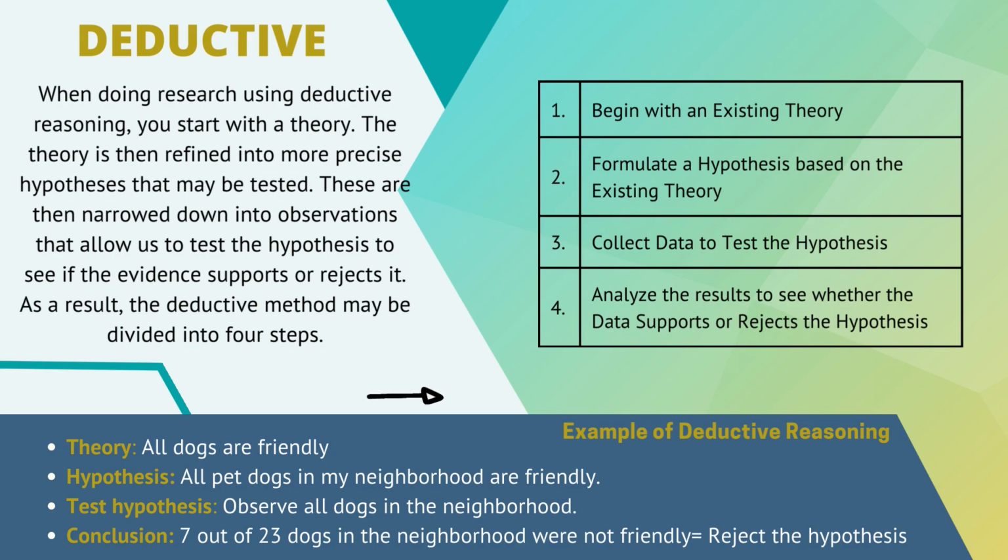Step 1. Begin with an existing theory. Step 2. Formulate a hypothesis based on the existing theory. Step 3. Collect data to test the hypothesis. Step 4. Analyze the results to see whether the data supports or rejects the hypothesis.